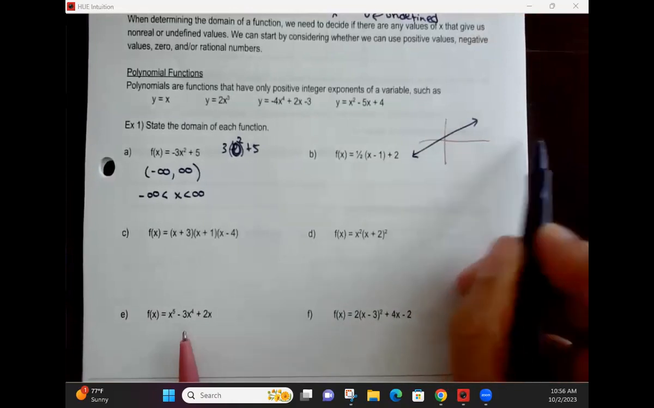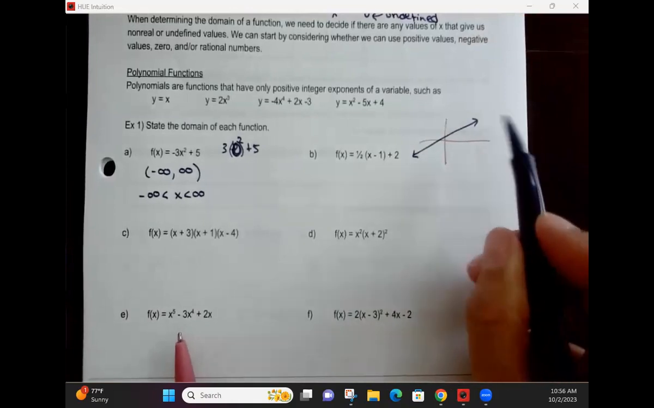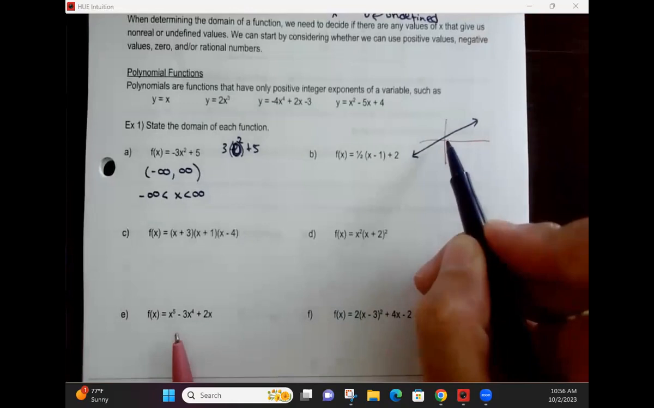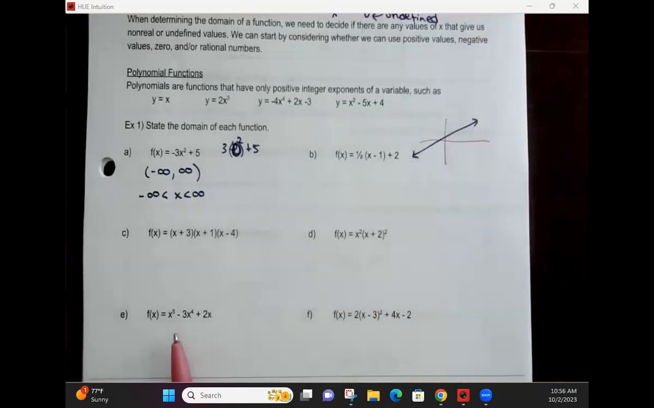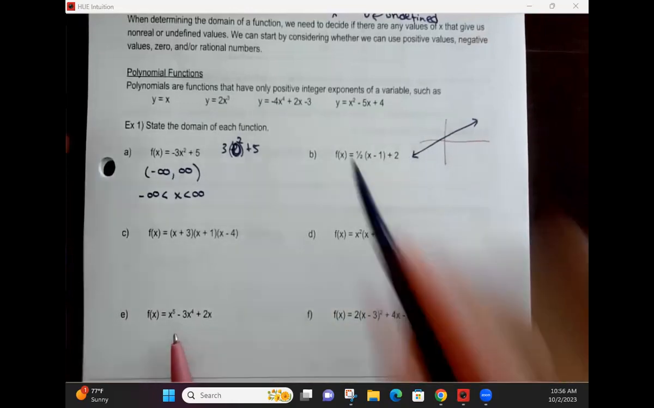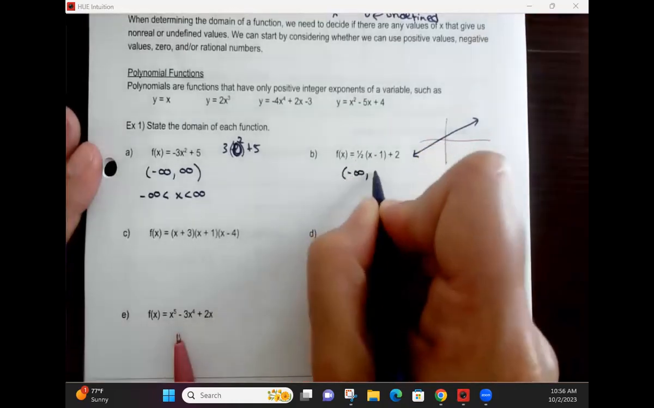So any positive x value is okay. I could have a y-intercept, so 0 is okay. It's going to keep going forever this way. Any negative x value is also okay. So this would be a domain of all real numbers.